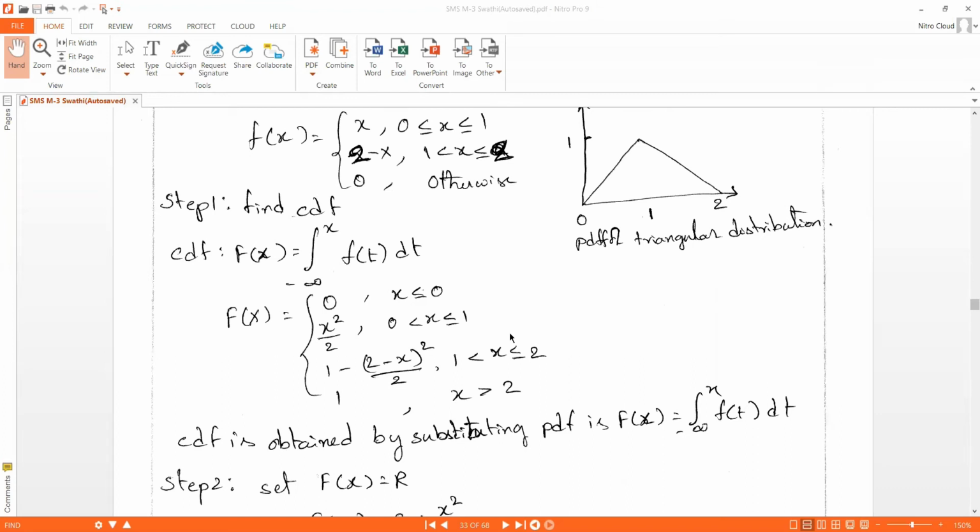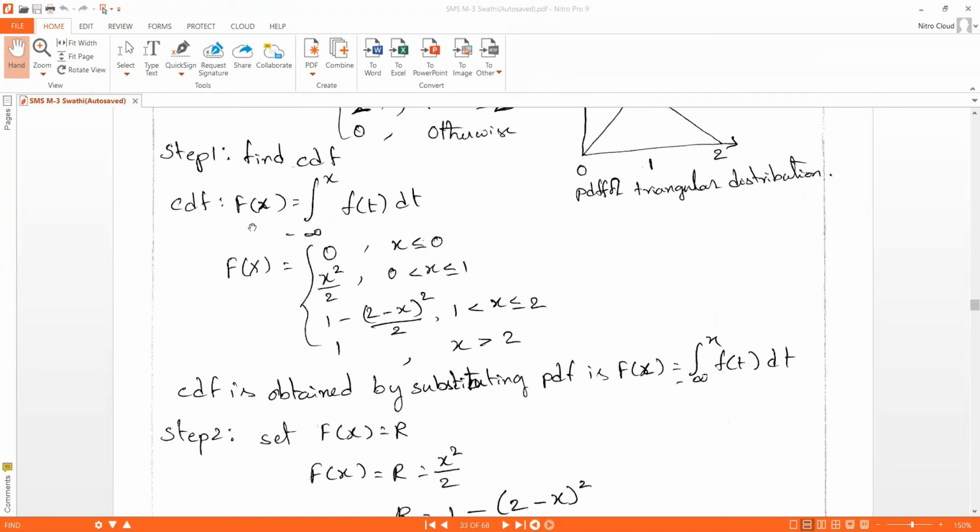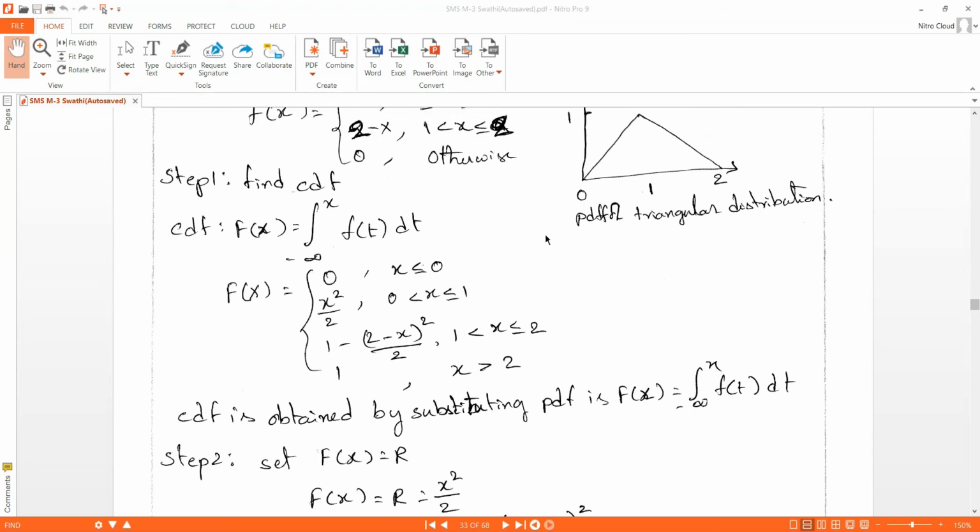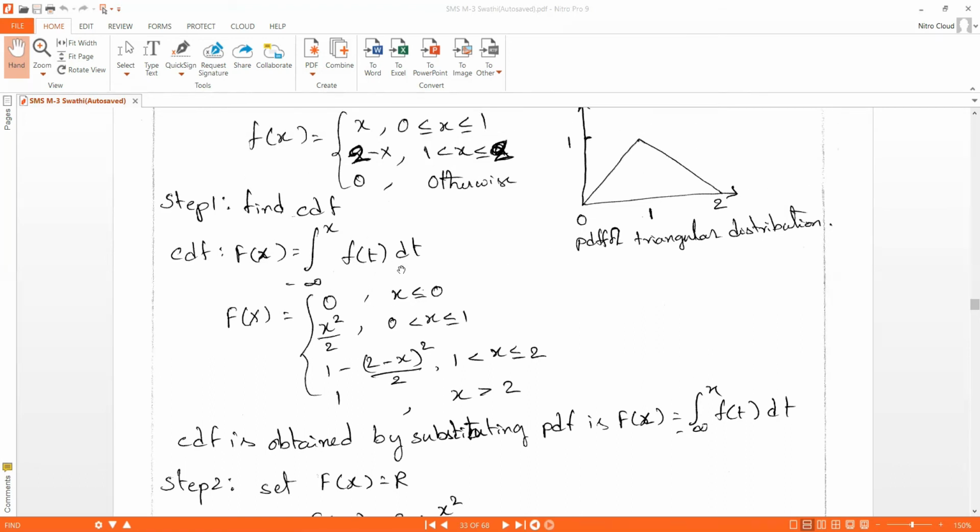First, we need to compute the CDF. CDF equals capital F of x. And how do we compute it? We need to do the integration for that. Capital F of x is the integral of f of t, that is, minus infinity to x f of t dt, which is the CDF F of x. Now we know the f of t values, we will substitute them here.